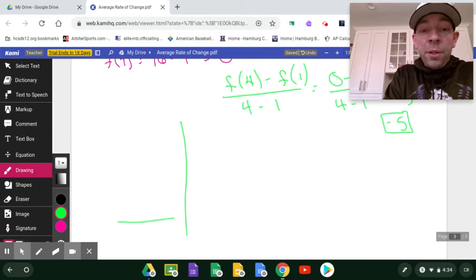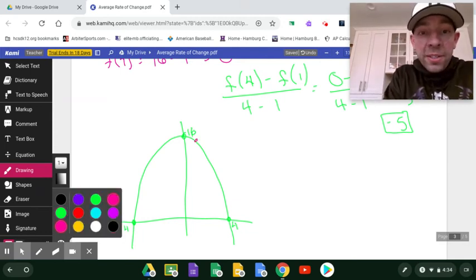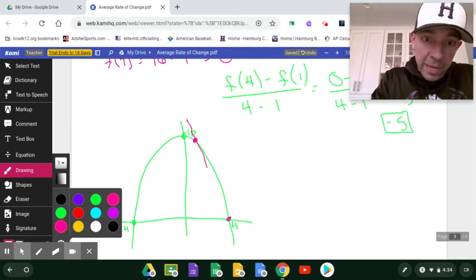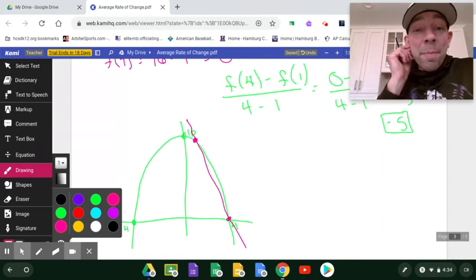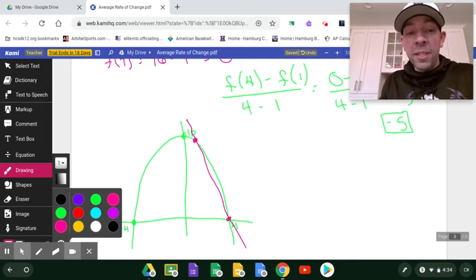It is a parabola. It opens downward, and it's going to have a y-intercept of 16, and it's going to have x-intercepts of -4 and +4 here. And we did the average rate of change from 1 to 4. So we were going, let's say this is 1, here's 4, and we were trying to find the slope. I don't know if I can draw this. And so the slope of that pink line is going to be -5. So it's very reasonable that I got a negative answer because the line is sloped downward.